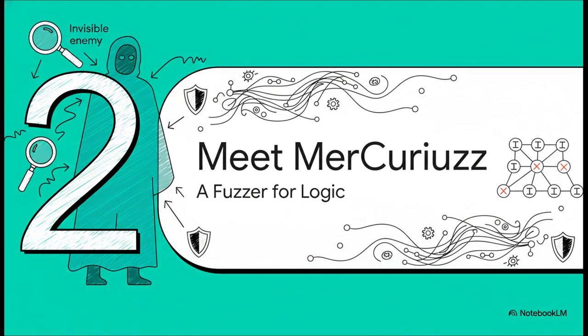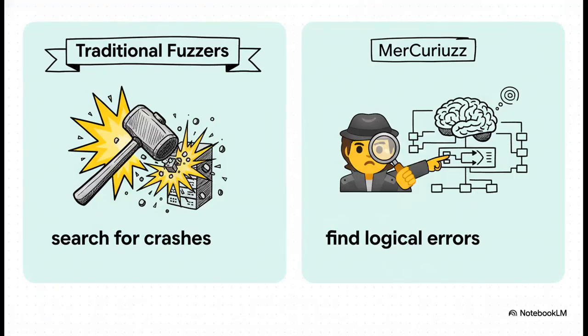A team of researchers from Tsinghua and Beihang universities developed a tool specifically for this job. They called it MerCuriuzz. Now, you might have heard of security tools called fuzzers. Traditionally, they're like demolition experts. They just throw a mountain of random data at a program, hoping to make it crash. But MerCuriuzz, it's different. It's a logician. It's not looking for crashes at all. It's looking for signs of confusion, like a server's resources suddenly getting maxed out, or getting stuck in a state that makes absolutely no sense.